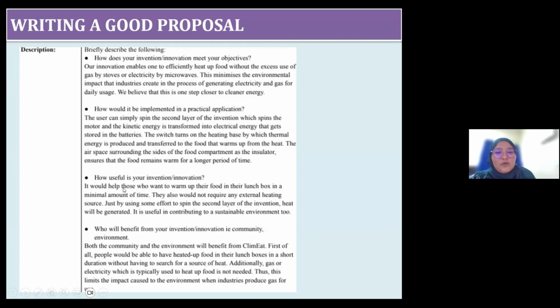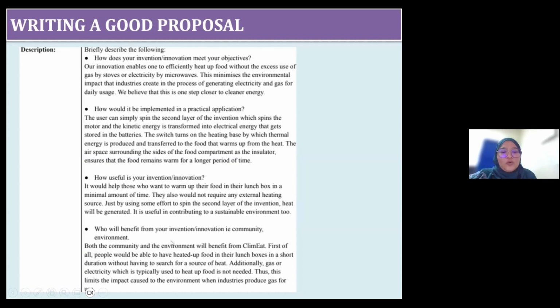So they say that it will help those who want to warm up their food in a lunchbox in a minimal amount of time. Before, they just mentioned who would benefit. Now they are saying the uniqueness of their invention and then its usefulness to their target user, meaning whoever doesn't have time, for example. Why does it show benefit, or why can it be done in a small amount of time? This is because it does not require an external heating source. So they spell out and elaborate why it is useful.